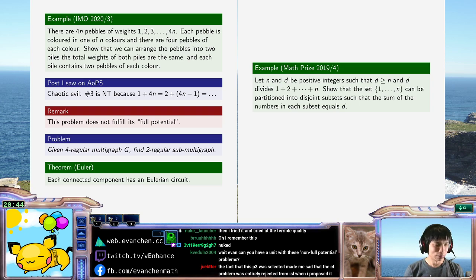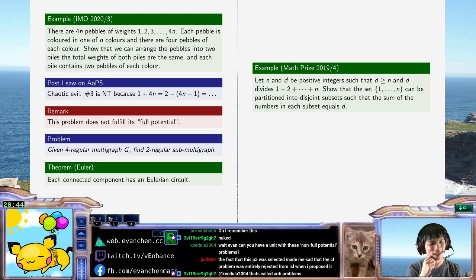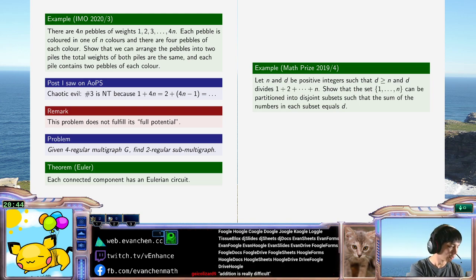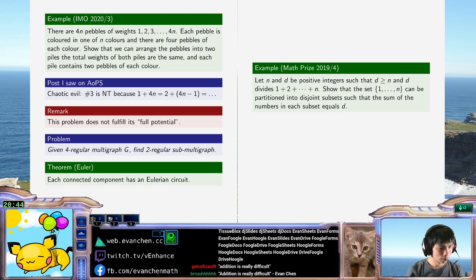The fact that this P3 was selected with, oh. Oh no. Okay, data calculator, can you chill slightly? Oh wait, that's a shout out. Sorry, I'm rejecting that shout out.